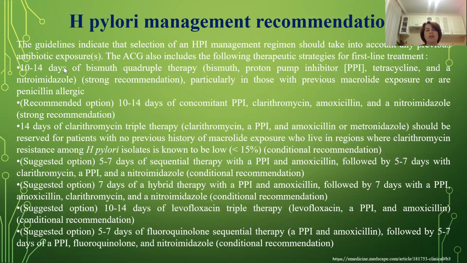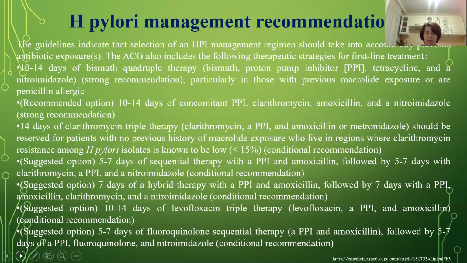The guidelines indicate that selection of the Helicobacter pylori management regimen should take into account any previous antibiotic exposures. The following therapeutic strategies are recommended for the first-line treatment: 10 to 14 days of bismuth quadruple therapy, particularly in those with previous macrolide exposure or penicillin allergy. 10 to 14 days of concomitant PPI, clarithromycin, amoxicillin, and nitro-imidazole. 14 days of clarithromycin triple therapy should be reserved for patients with no previous history of macrolide exposure, who live in regions where clarithromycin resistance among Helicobacter pylori isolates is known to be low.